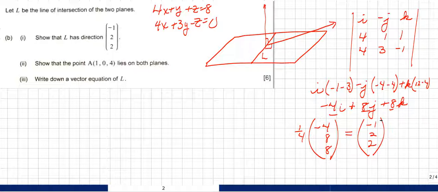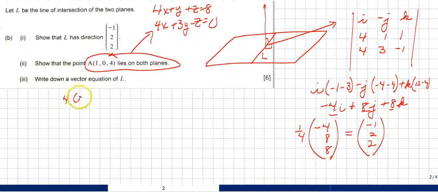Part 2, show that the point (1, 0, 4) lies on both planes. That's actually pretty easy, because if the point is on the planes, then that point must satisfy those two equations. So you just sub in. First plane: 4 times 1 plus 0 plus z, which is 4, equals 8. Well, that checks. 8 equals 8. I guess we better show that.